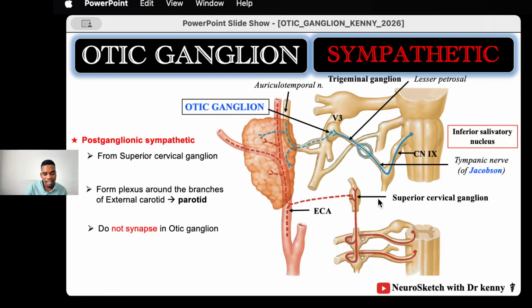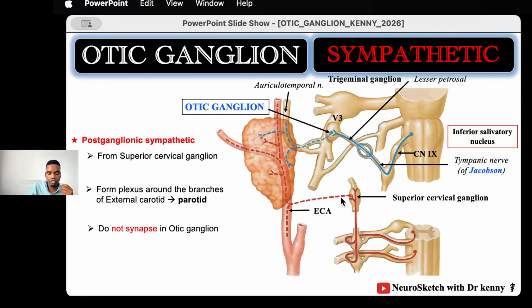What kind of fibers are carried here? They are postganglionic sympathetic, because we do not need the preganglionic, because they have already synapsed in the ganglia. So the sympathetic fibers do not synapse within the otic ganglion. They are going through and through. They are not synapsed within this ganglion, and that's going to be your sympathetic contribution to the otic ganglion.